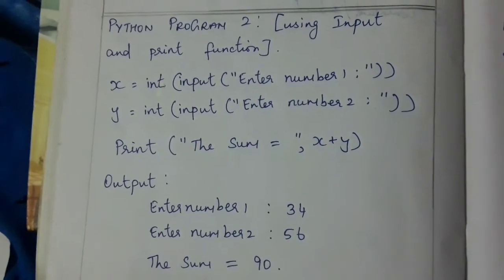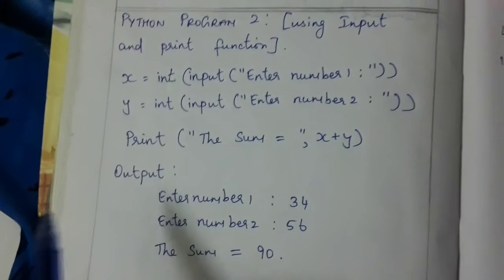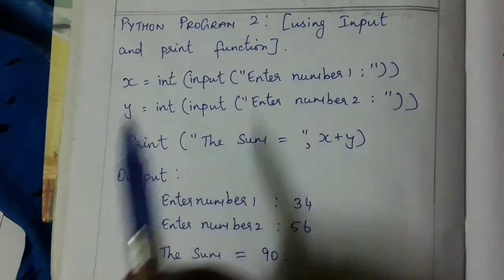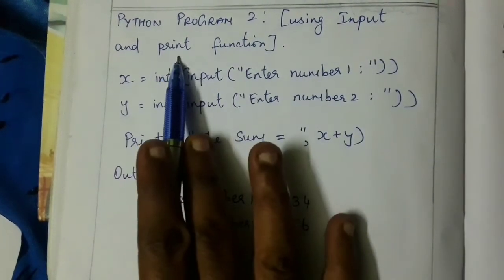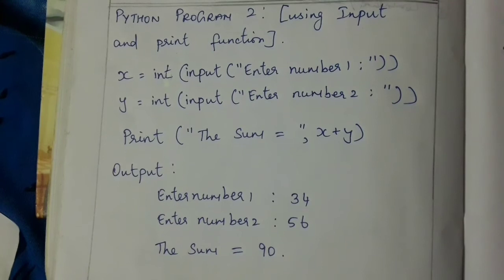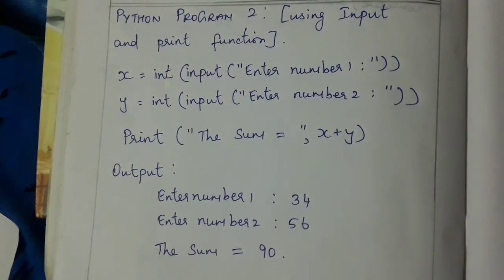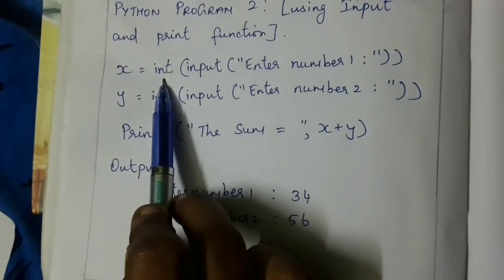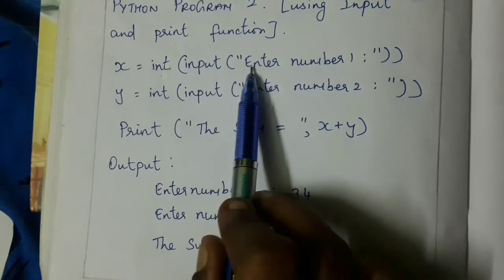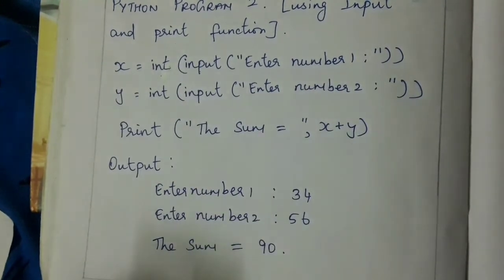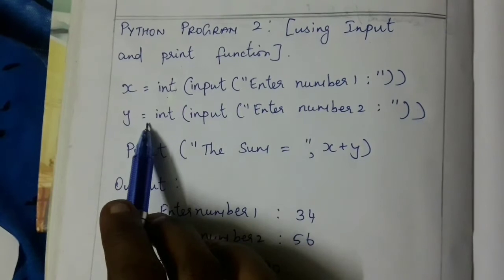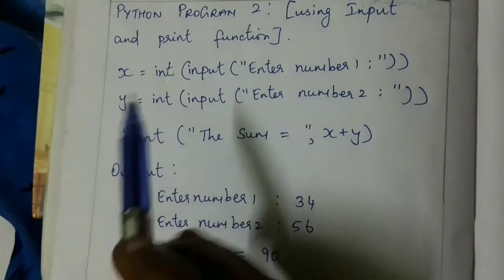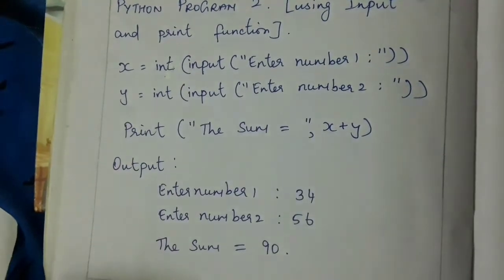Second, here is the same program, but at runtime you are going to enter the values. Now see the example here. The input statement and print statement are used. Input is used to give values. Print is used to display the answer. Now x is equal to int, input, enter number 1. I am getting the first value. y is equal to int, input, enter number 2. I am getting the second value. Both are given as int, so I am getting integer values.